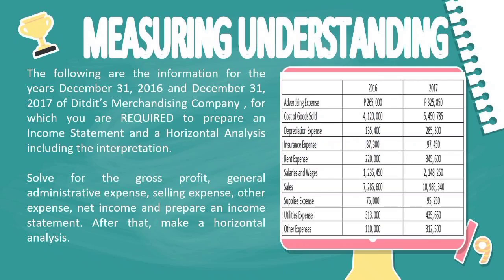The following are the information for the years December 31, 2016 and December 31, 2017 of Ditdit's Merchandising Company, for which you are required to prepare an income statement and the horizontal analysis including the interpretation. Solve for the gross profit, general administrative expense, selling expense, other expense, net income, and prepare an income statement. After that, make a horizontal analysis.